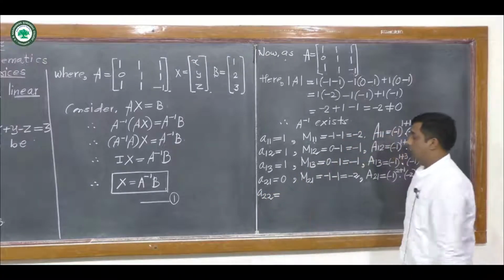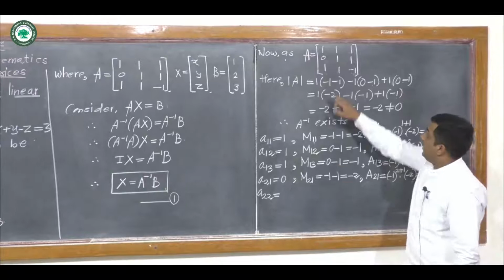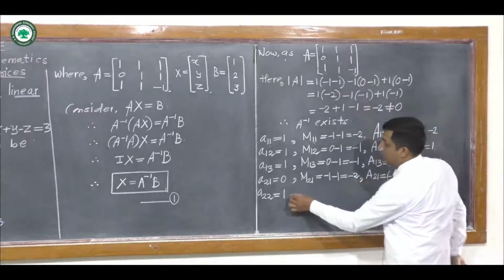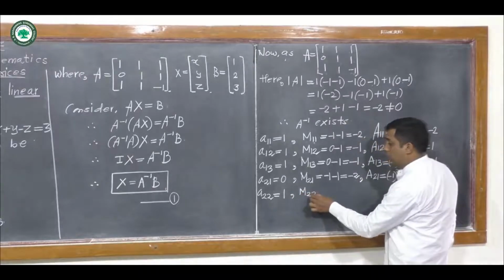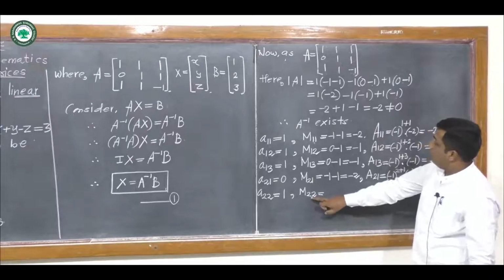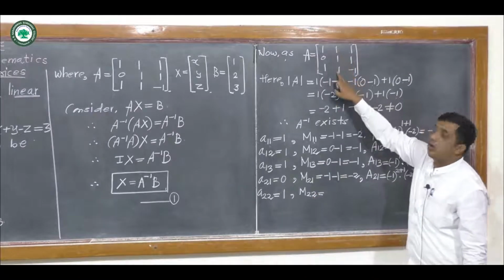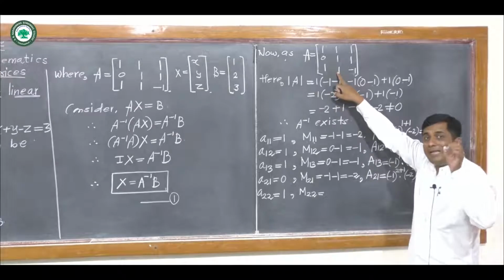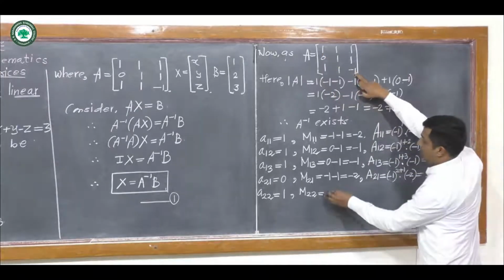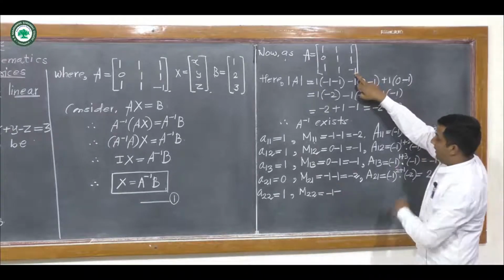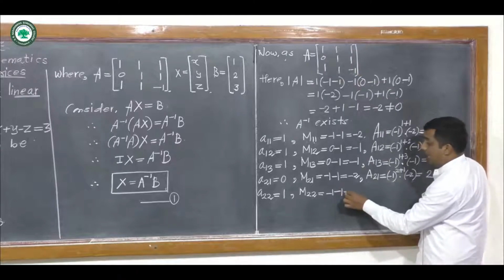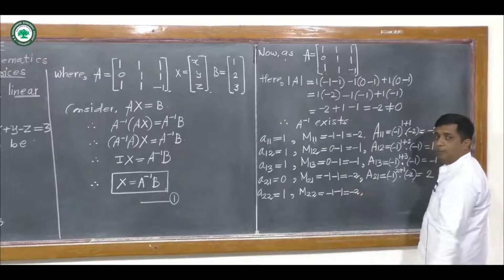Next, for A22 we consider 1, this one. Its minor M22 is equal to... to find its minor we delete the second row and second column and we consider the remaining elements for the calculation. Here 1 into minus 1 is minus 1 with minus sign, 1 into 1 is 1 and is equal to minus 2.